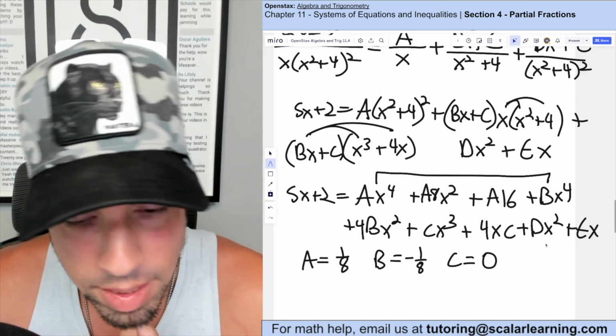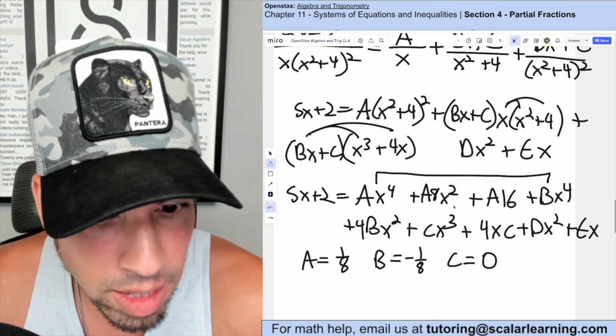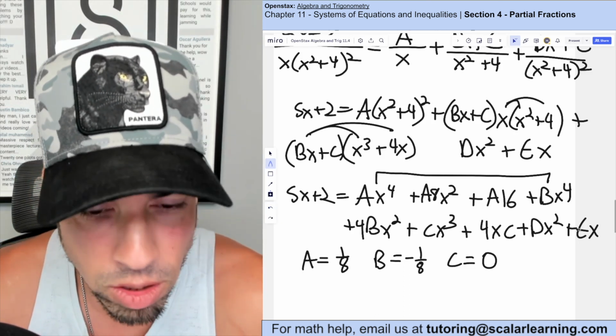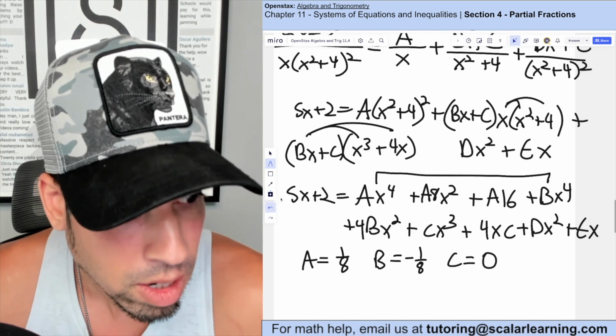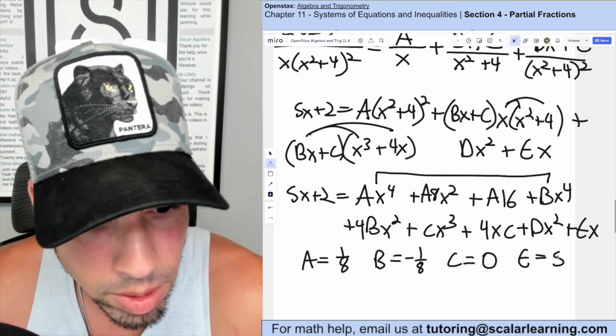Now, let's get to d and e. So again, since c is 0, this would go away, and that means my only x term, singular x, is going to be ex. And since it's 5x over here, e has to equal 5. Okay, now we got to figure out d.